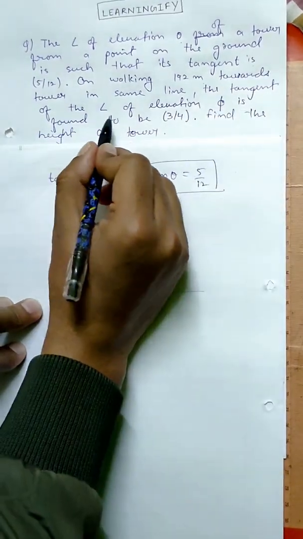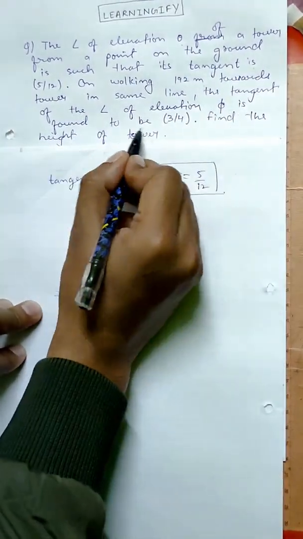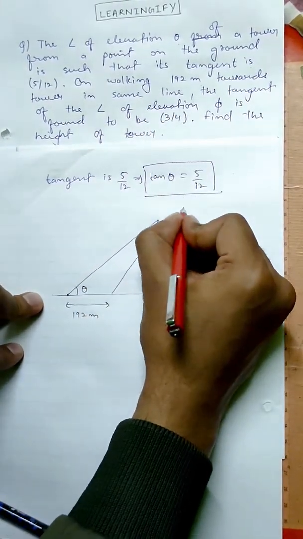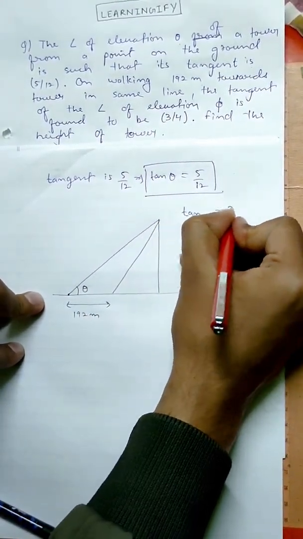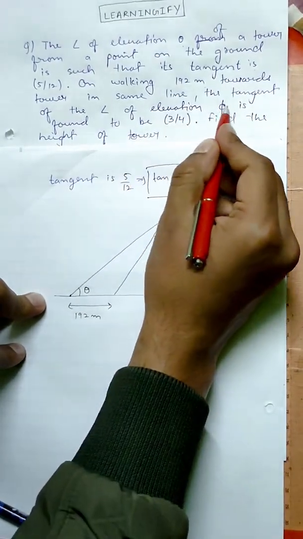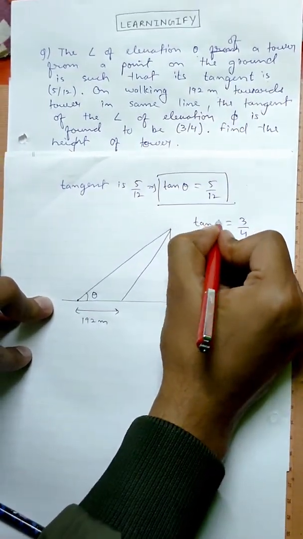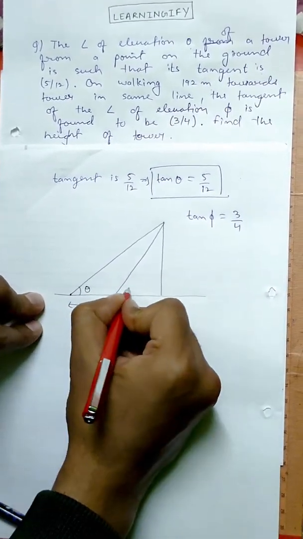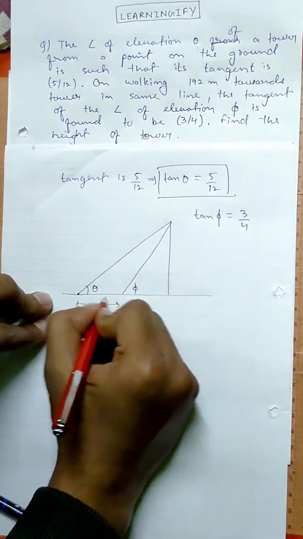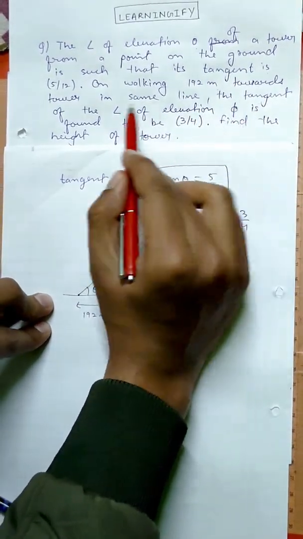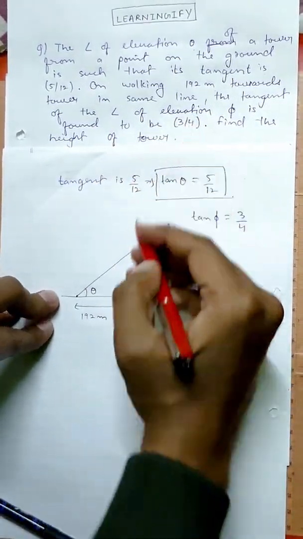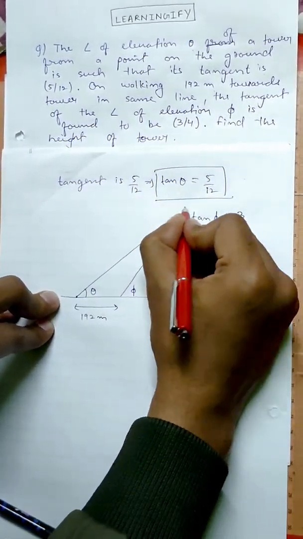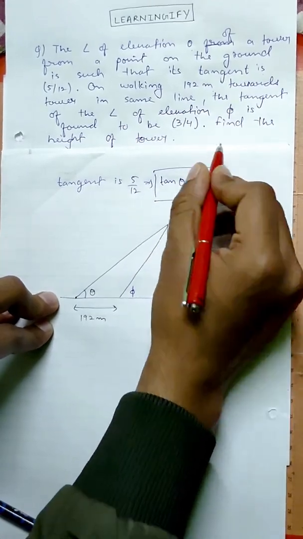The tangent of angle of elevation phi is found to be 3 by 4. Same, now it is given 3 by 4 with a little difference. Now here our angle is phi, because in both cases the angle has changed from theta to phi while walking towards the tower. Tan phi equals 3 by 4. Another result, find the height of the tower.